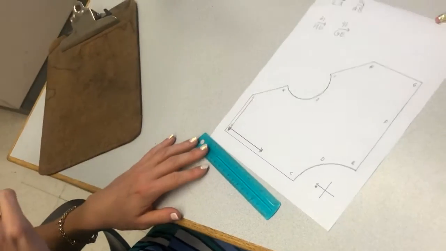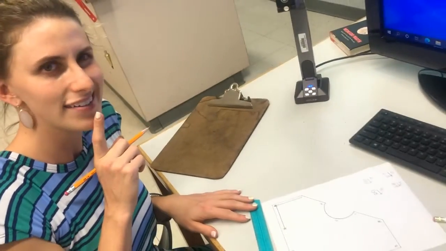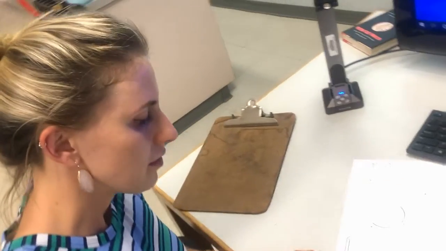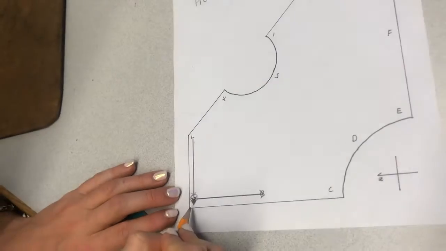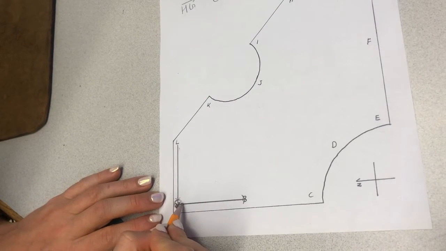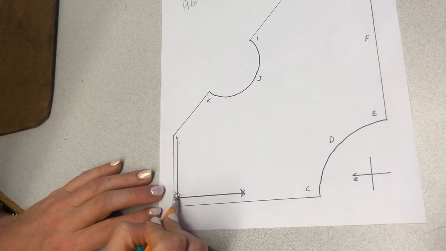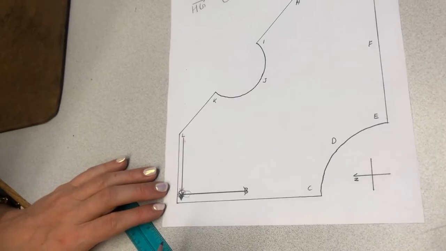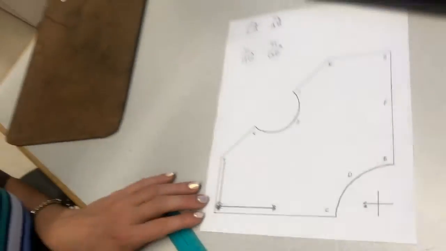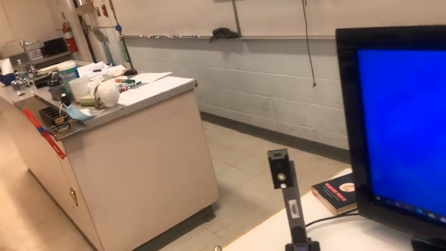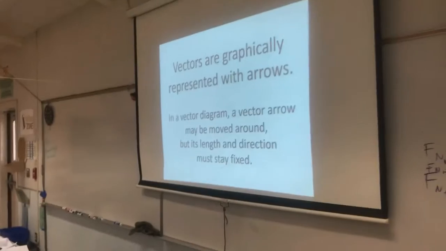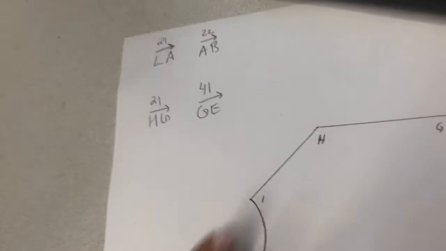Now notice how I'm adding these head to tail. So here's the head of the arrow right here, and I'm adding the head of the first one to the tail of this one, because that's where you turn and walked in the other direction. Yeah, okay. And it says vectors are graphically represented with arrows. In a vector diagram, a vector arrow may be moved around, but its length and direction must stay fixed. Okay, now we got some more, don't we? Oh yeah, let's do these ones.